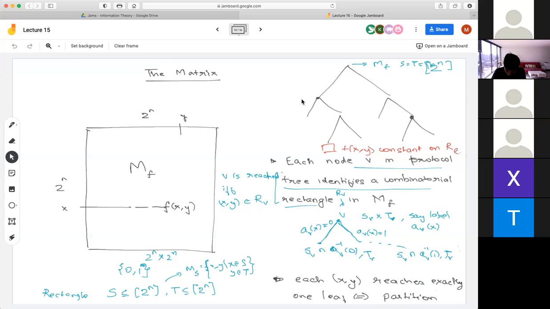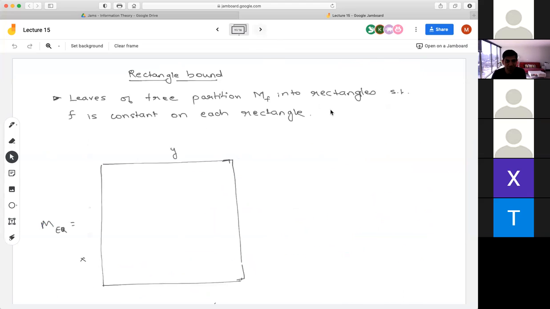Okay, and so these are called monochromatic rectangles, or function rectangles where f is constant. Any questions about this? So these are sometimes called f-monochromatic, where we think of 0 and 1 as two different colors, and hence monochromatic. It's either all 0 or all 1.